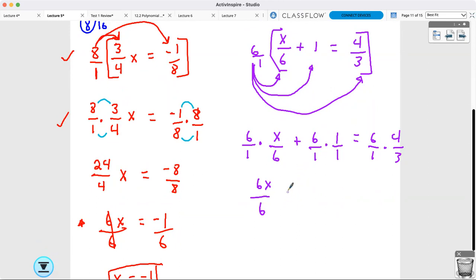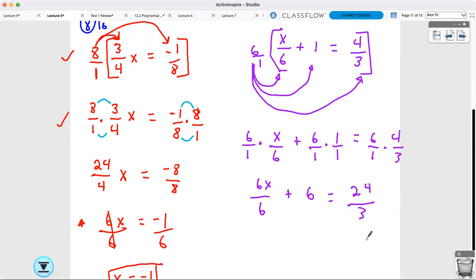For the second part here, we're doing 6 times 1, which is just 6 over 1. Well, 6 over 1 is just 6, so we don't need to put the 1 on the bottom if we don't need to anymore. Up here we did, so we know we're multiplying. And over here on the right side, we have 6 times 4, which is 24. And then 1 times 3 is 3.